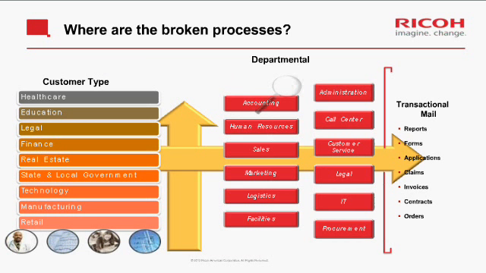So where are the broken processes? There are a lot of different customer types that we work with around mail services. You've got a list over here: customer type, healthcare, education, legal, finance, real estate. But where the real broken processes are, they're not what we would call vertical specific. They're more departmental in nature. You're going to have broken processes in HR or call centers or administration, legal, IT. So this is where we really focus. And this is where we help customers identify what processes we can help them with.